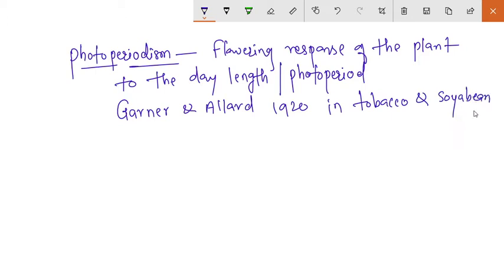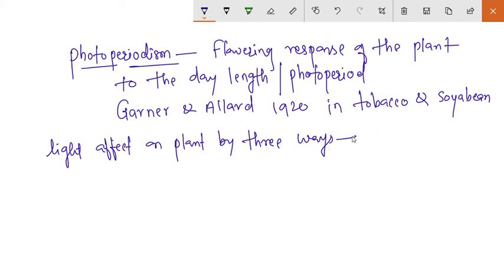Okay, so light is the most important environmental factor. It affects the plant's life in three different ways. The first is the quality of light. Second is the intensity of light. And third is the duration of light. So light affects the plant by quality, intensity and duration.